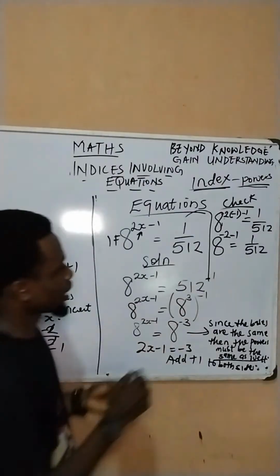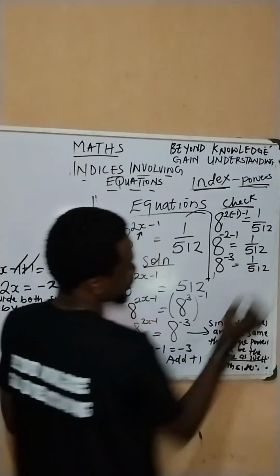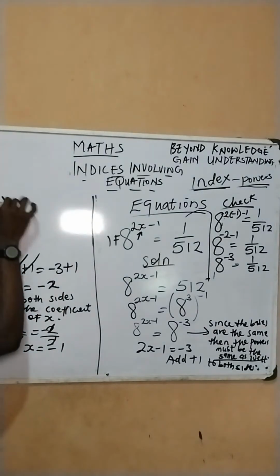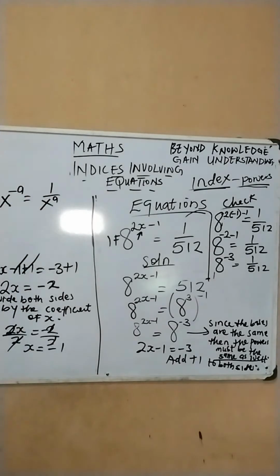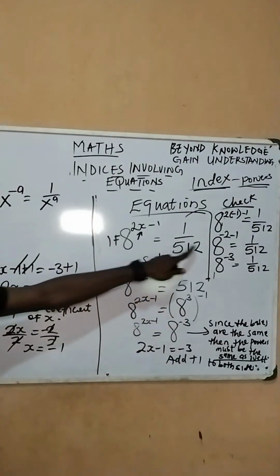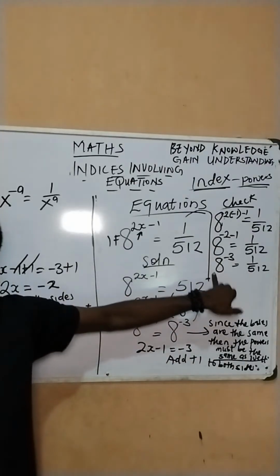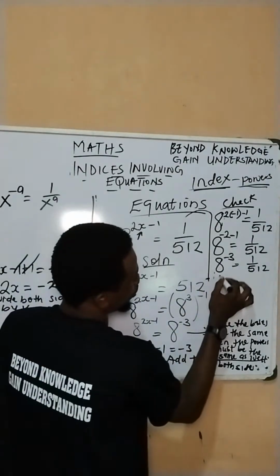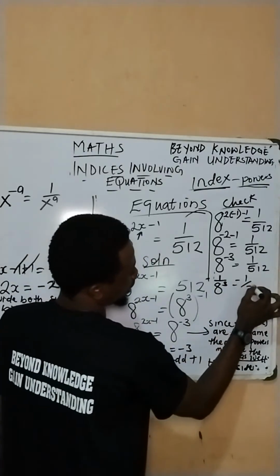So if we solve further, it's going to give us 8 to the power of negative 3 equals 1 over 512. And we know the power rule in indices. If I have a variable, let's say x raised to the power of negative a, it is still the same thing as 1 over x raised to the positive power of a. So I can apply that law here. Anytime there's a negative on the power, it can be inverted to 1 over the base raised to the positive value of the power. So this is the same thing as 1 over 8 raised to the power of 3. Is it equal to 1 over 512?